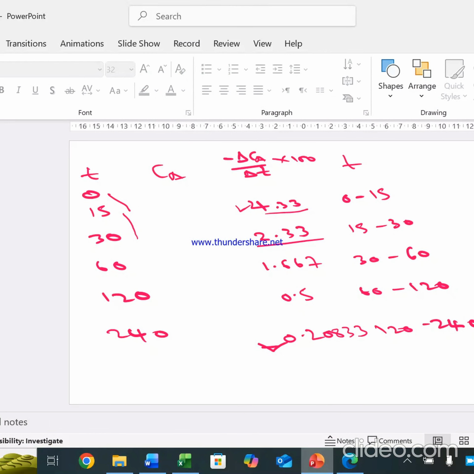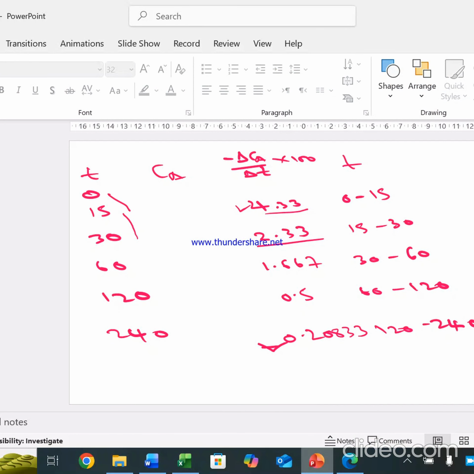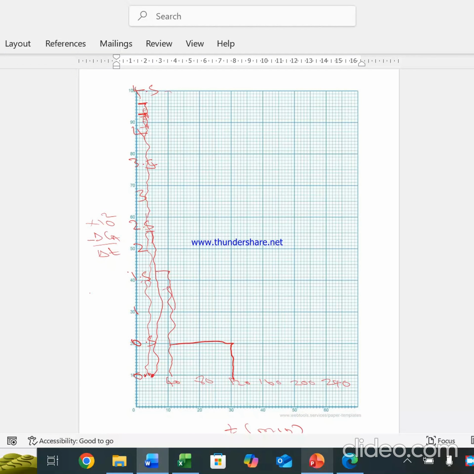Then from 60 to 120, we have 0.5. So 0.5, 60 to 120. I think this is better. Then from 120 to 240, we have 0.2. So we have 0.2, which is around here, up to 240. So you can see how the histogram looks, though the starting point is too congested.